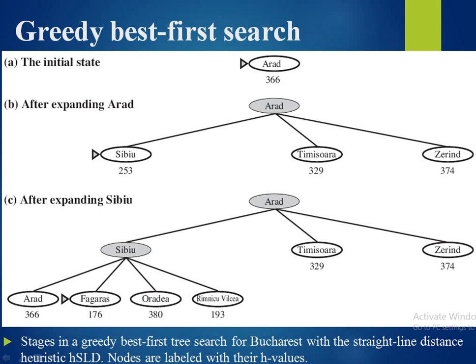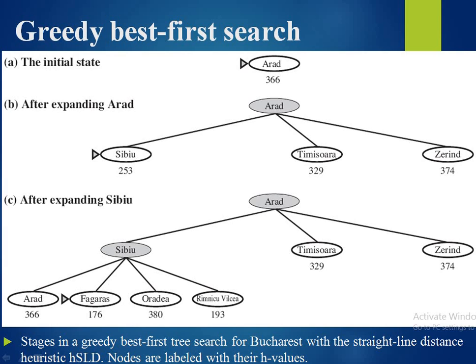Okay, so this figure shows the tree search of the greedy best first search. Figure A shows the initial state, where we start our tree search. Arad is our initial state, from which we are going to start our journey. The distance from Arad is 366. After expanding Arad, there are three different cities: Sibiu, Timisoara and Zerind.